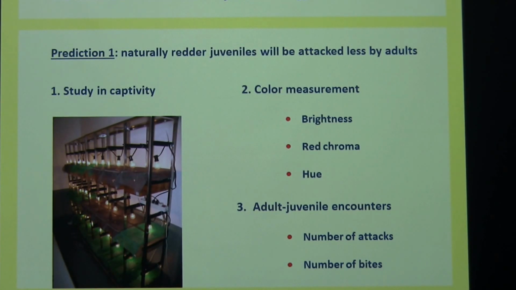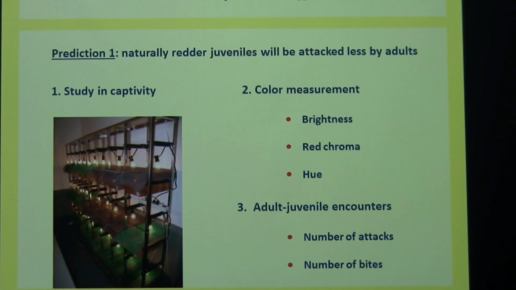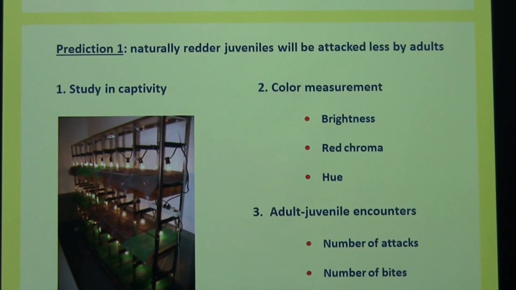A prediction of the aggression avoidance hypothesis is that naturally red juveniles will be attacked or beaten less by conspecific adults. To test this prediction, we did a study in captivity. We measured juvenile coloration, again using a spectrophotometer, and again on the ventral part of the tail and on the rear part of the hind limbs, and calculated brightness, red chroma, and hue. Then we videotaped 30-minute encounters between one adult and one juvenile, and counted the number of attacks and bites received by the juvenile.